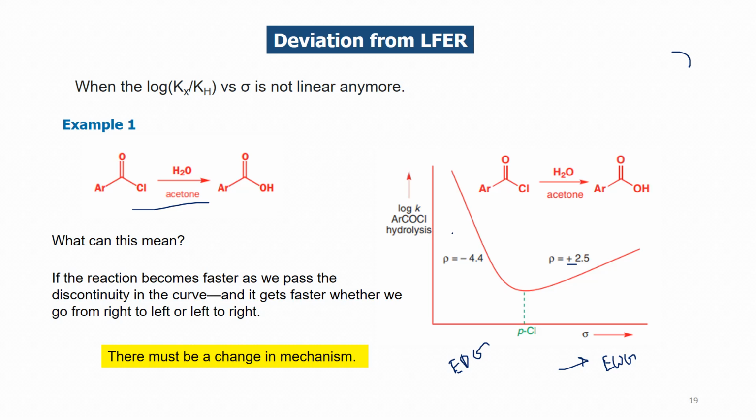Here the intermediate is positively charged, whereas in this case the intermediate is negatively charged. This is only possible when there is a change in the mechanism.